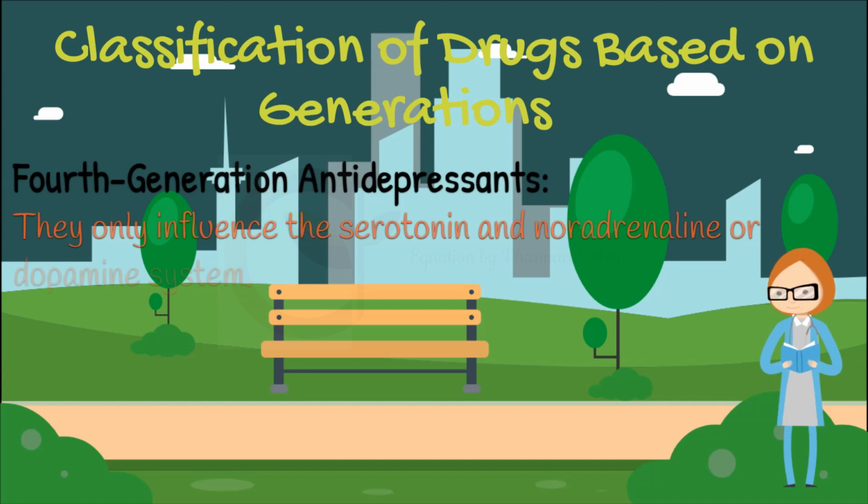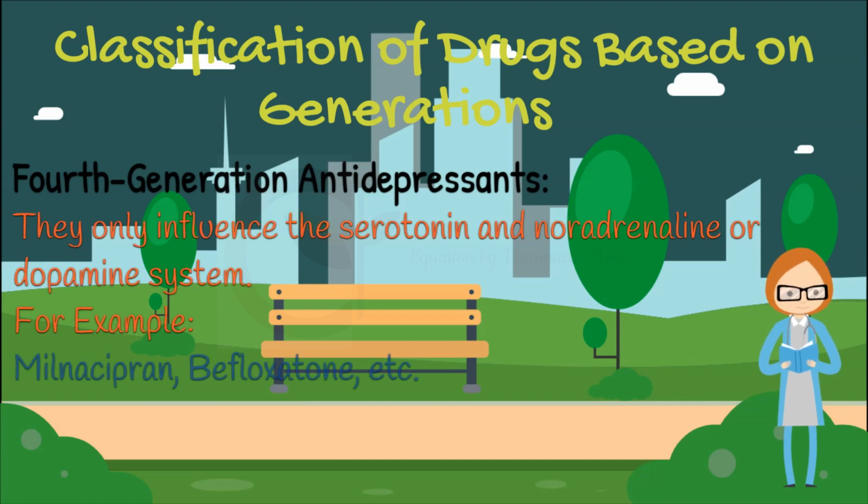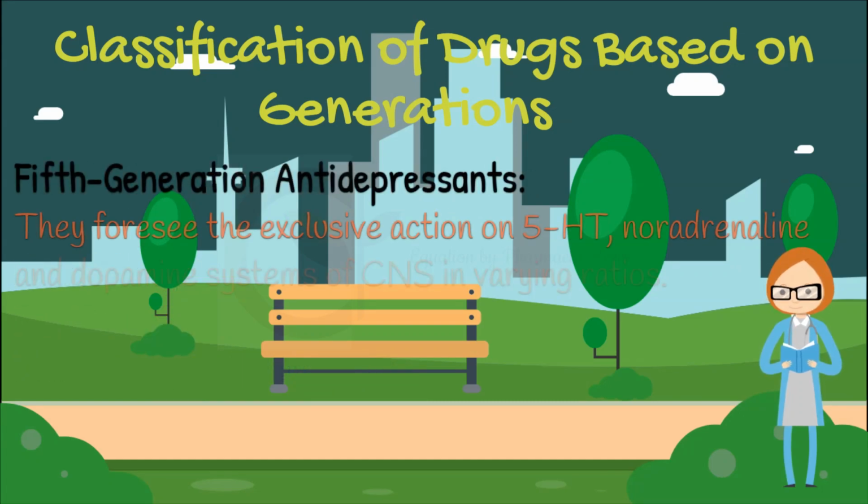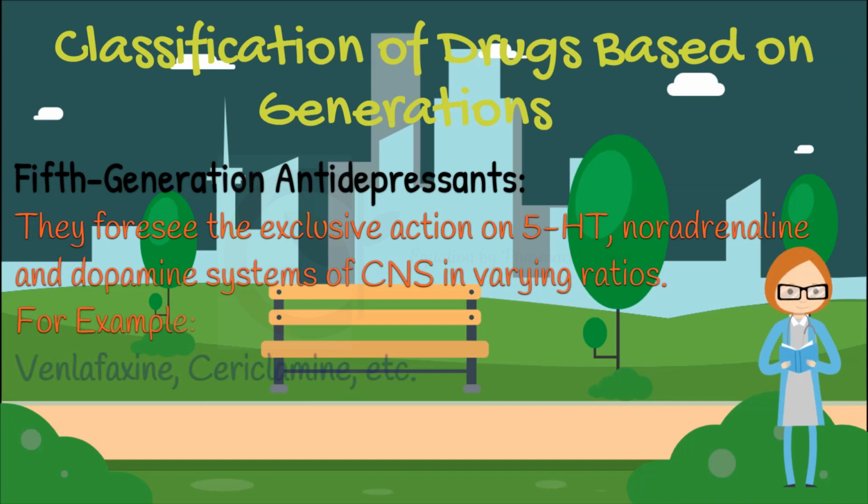Fourth-generation antidepressants only influence the serotonin and noradrenaline or dopamine system. For example, milnacipran, befloxatone, etc. Fifth-generation antidepressants foresee the exclusive action on 5-HT, noradrenaline, and dopamine systems of the CNS in varying ratios. For example, venlafaxine, sibutramine, etc.